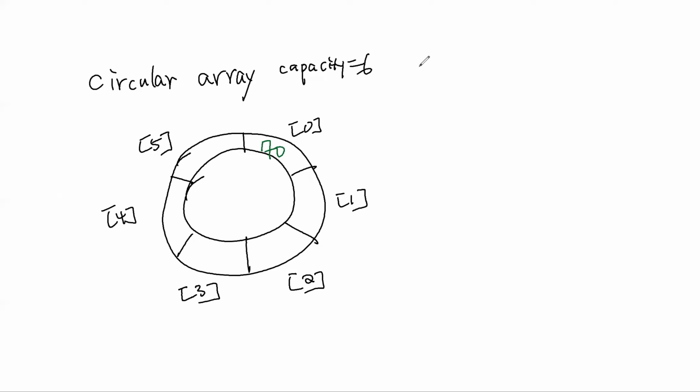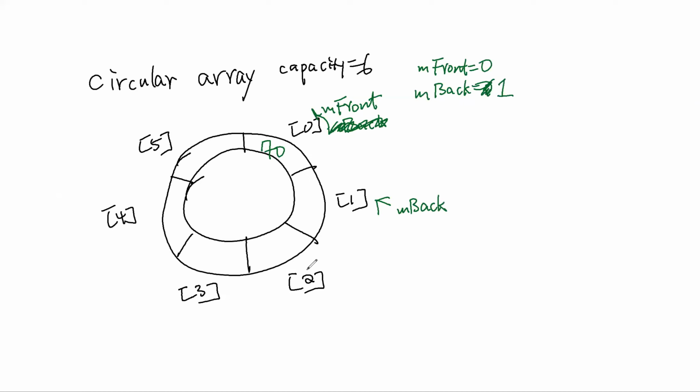So I add 70. Front is 0, and back is also 0 initially. Front and back both point to sub 0. I add 70, and after I add 70, my back should be updated to sub 1. Then I add 80. What should M back be?